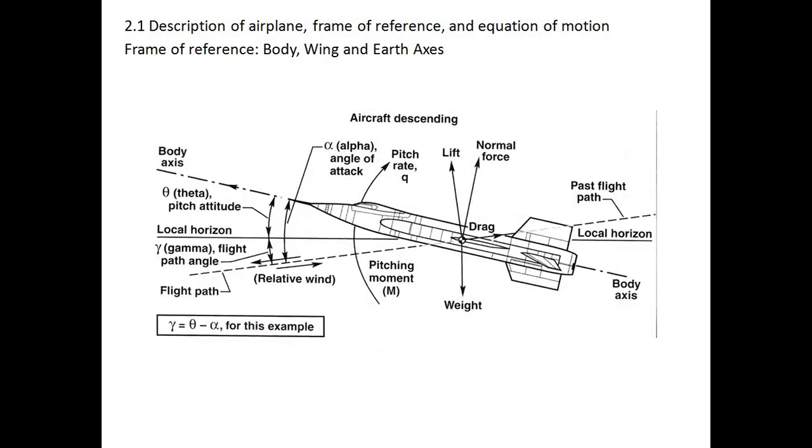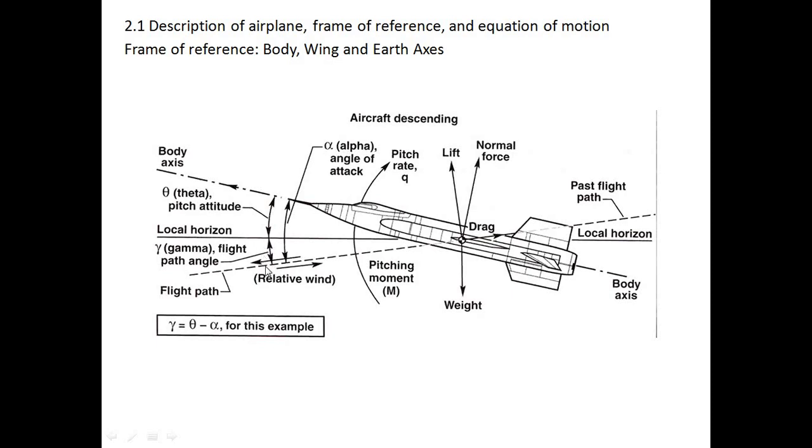This is an example of aircraft descending. Now the body is pointed upward. The pitch attitude is positive here because it's upward, so it has positive theta, right? Because the local horizon is straight, but it has positive theta. But it is actually moving down. It is actually descending. So gamma is negative now.